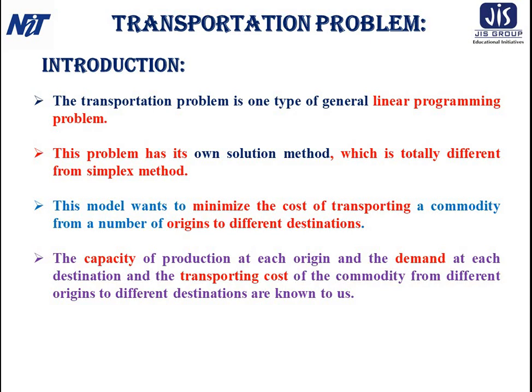Now at first the capacity of each origin will be given and the demand of each destination will be given, and the cost of transportation will be given in the problem. After solution, we will find how many units will be sent from one origin to another destination, and then we will find the corresponding cost of transportation, and then at last we will find the minimum cost of the transportation problem.